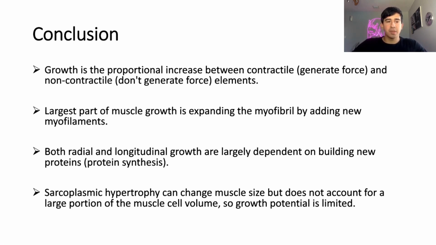So, the conclusion: growth can be summarized as the proportional increase between the contractile and the non-contractile elements, the ones that generate force and the ones that don't. Then the largest part of muscle growth is expanding the myofibril by adding new myofilaments. So again, the largest part of growth is going to come from the addition of those contractile elements that do generate force, added inside the myofibril, right? Both radial and longitudinal growth are largely dependent on building new proteins. And how do we build new proteins? Well, the body can build new proteins through a process called protein synthesis.